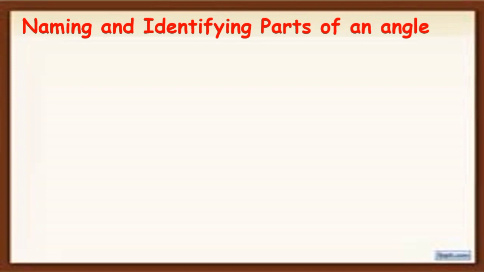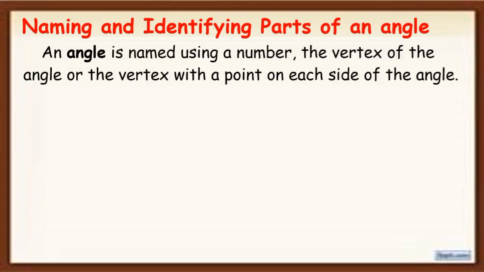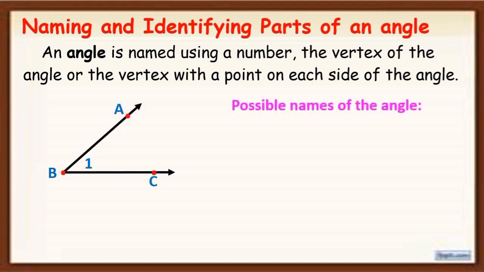Now let's proceed in naming and identifying parts of an angle. An angle is named using a number, the vertex of the angle, or the vertex with a point on each side of an angle. So for example, we have this angle. The possible names of the angle can be angle 1. So again, an angle can be named using a number. That is one of the possible names of this angle. You can call this angle as angle 1.